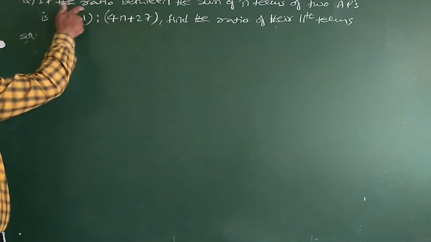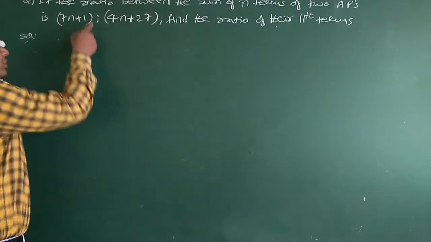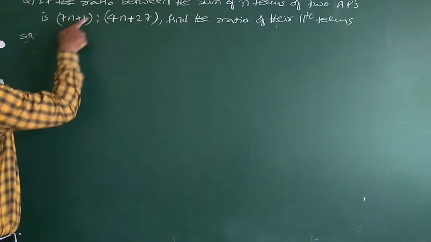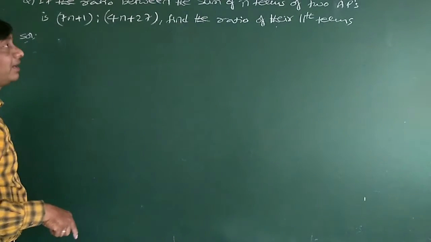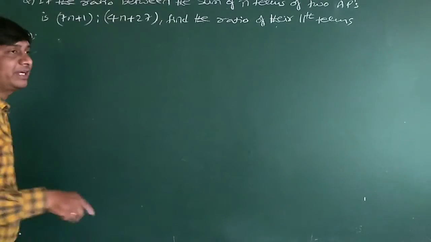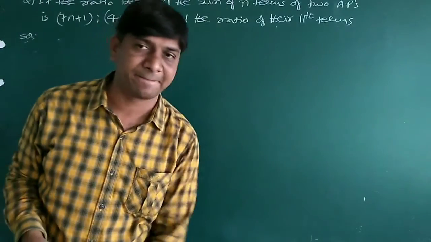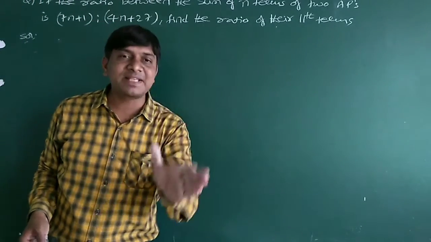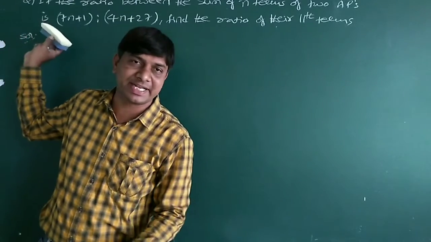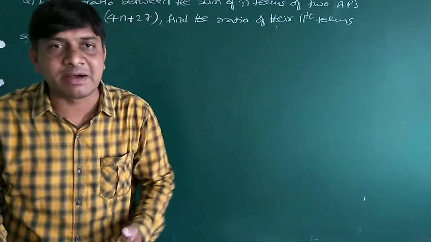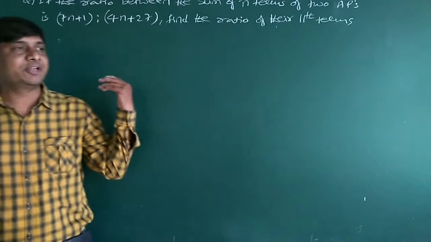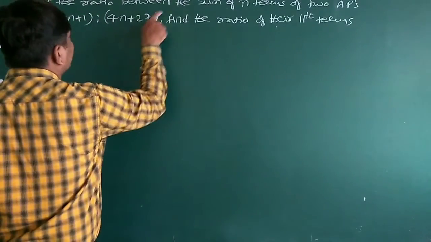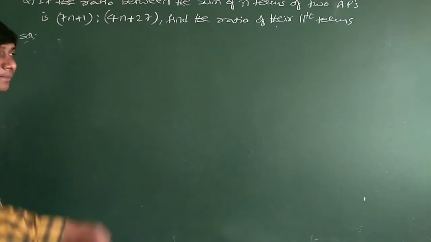If you require the first AP's sum of n terms, you need to multiply by some common HCF value k. If k into 7n plus 1 is the first AP's sum of n terms, then the second AP's sum of n terms is k into 4n plus 27. These ratios are in the simplest form. After this, no more simplification is possible. Whatever the possible common HCF values, after calculation you will get these values. And these are the ratios between the sums of n terms of two different APs.